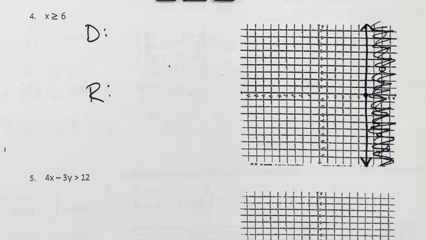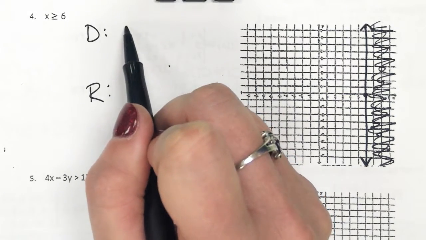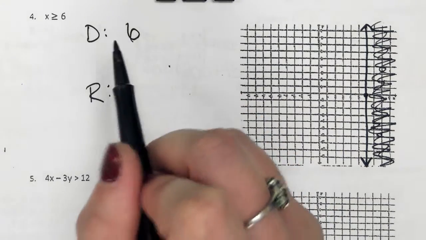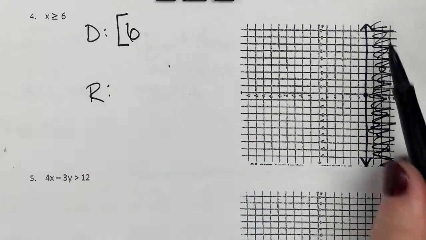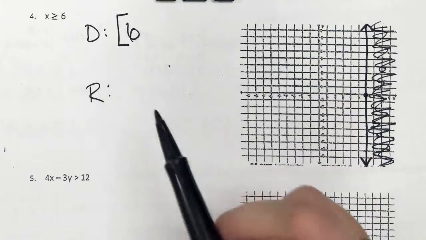Domain: how far to the left does it go? It doesn't go any further than 6. Does that 6 get a parentheses or a bracket? It gets a bracket. What if that was a dotted line? It would get parentheses. There you go.